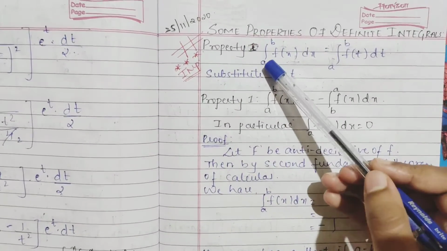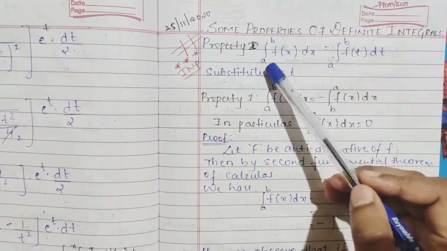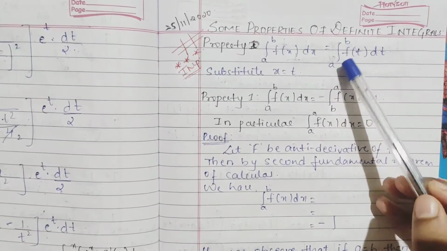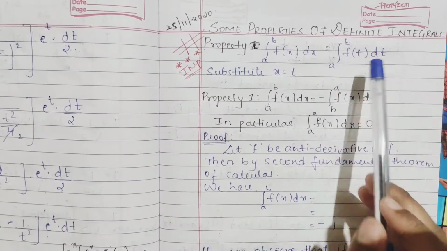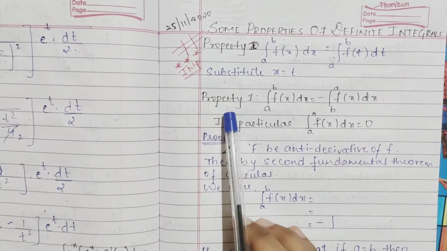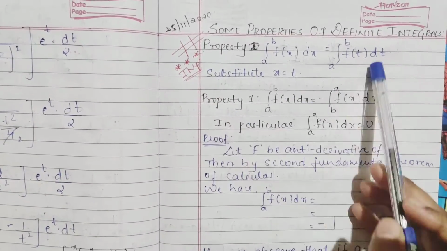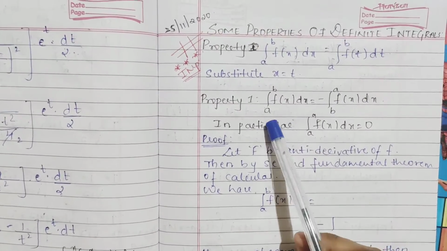The integration of f of x dx from a to b is also written as the integration from a to b of f of t, which means they have done a substitution of x equal to t. It is very simple, so I have not proved it. Now comes the next property, which you can consider a kind of general property.